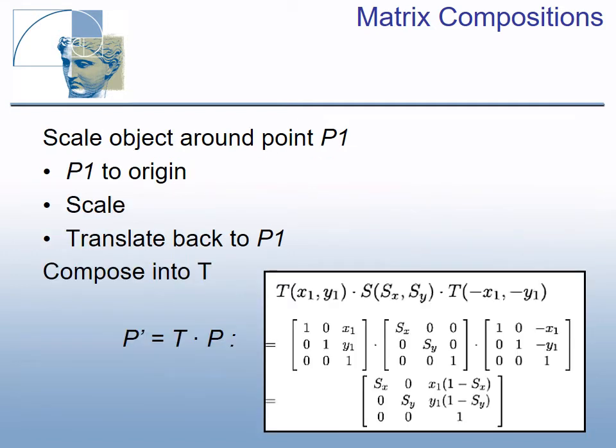Similarly, we can get a composite matrix for scaling about an arbitrary point P1. First, move P1 to the origin. Second, scale about the origin. Third, translate the point back to P1. Compose the three transformations into the matrix T as shown.